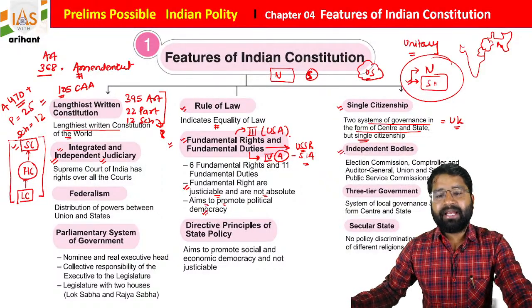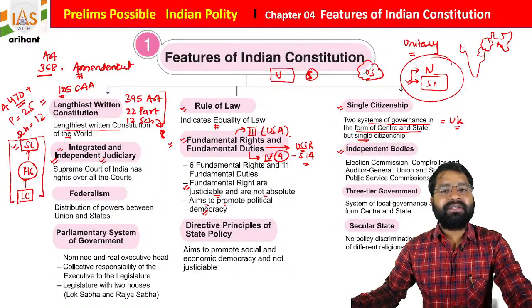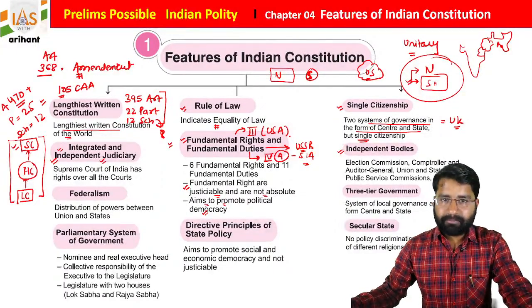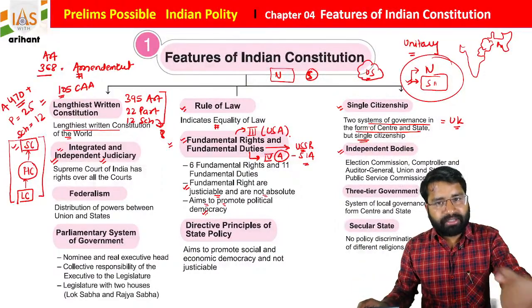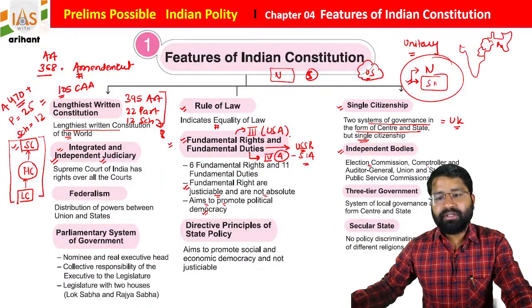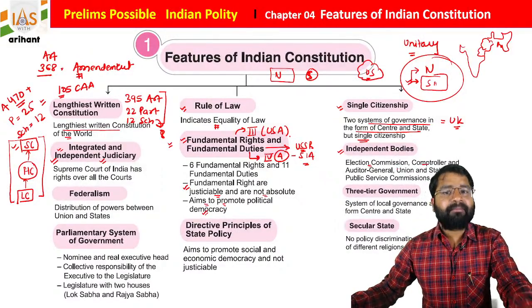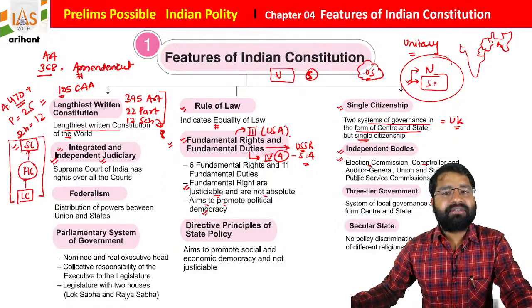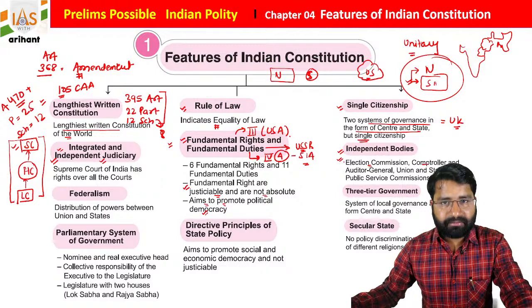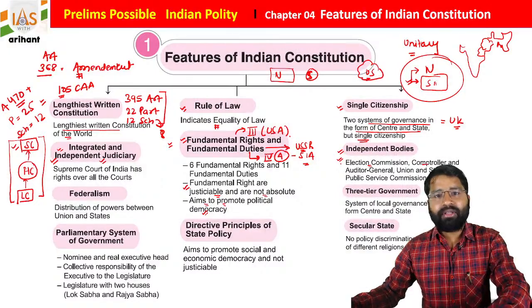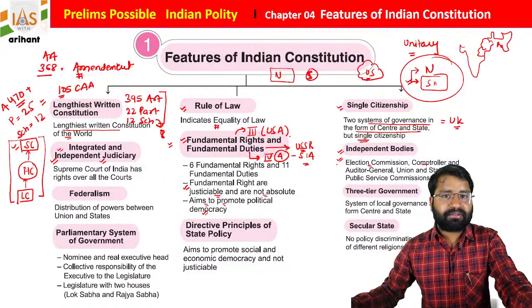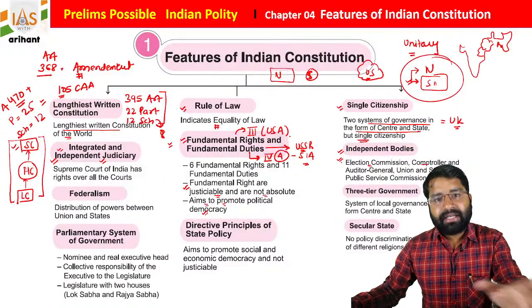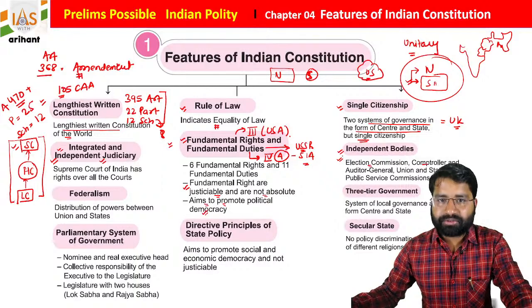Then we have independent bodies. Independent bodies means the executive can't control them. They are constitutional bodies. The Constitution provides them special power, like the Election Commission and the Comptroller and Auditor General of India. If you want, I can explain their work also. The Election Commission is a body that conducts the elections for members of parliament, members of the legislative assembly of the state, along with the president and vice president. So it is an independent body, so no one can tamper with them, and they have power directly from the Constitution of India.